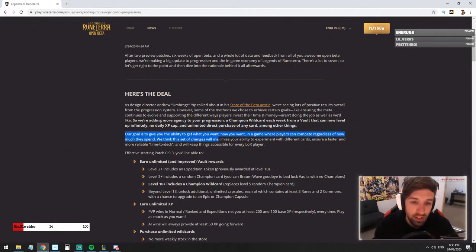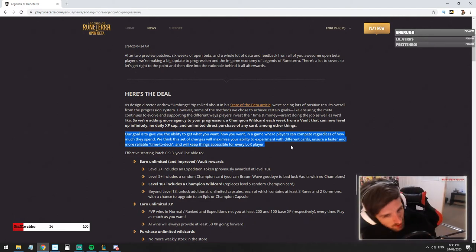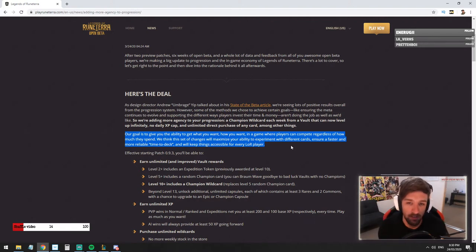Our goal is to give you the ability to get what you want, how you want in-game, where players can compete regardless of how much they spend or how fat their wallets are. We think this set of changes will maximize your ability to experiment with different cards. Yes, I agree. I'm only just recently getting into the game, and I would like to at least have the ability to access cards as I need to when I please. Ensure a faster and more reliable time to deck, and we'll keep things accessible for every lore player.